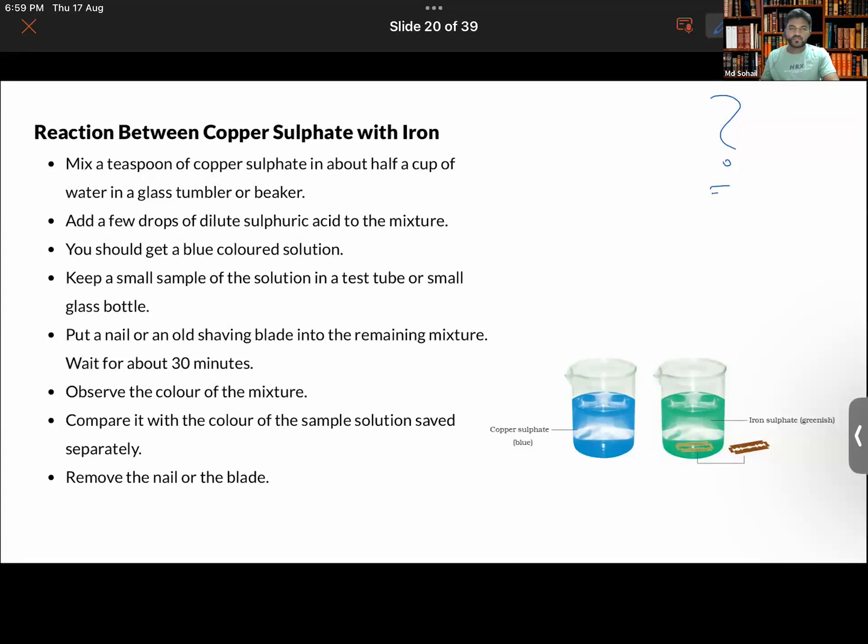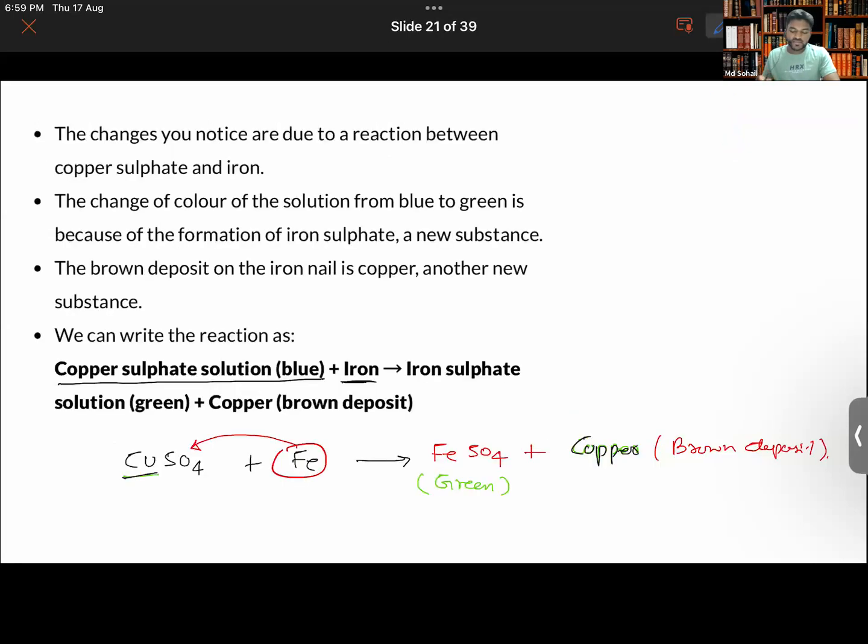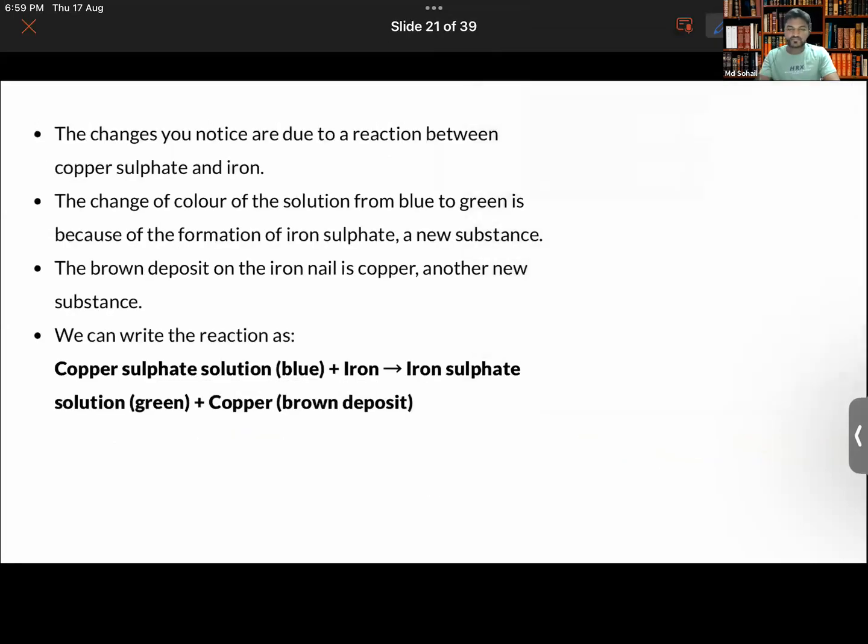Now, Sundus, explain. Okay, sir. Why the color has changed and what are the reactions that have taken place in the activity? So, what's the question? The question is why the color of the solution has changed to green and what reaction has taken place there?